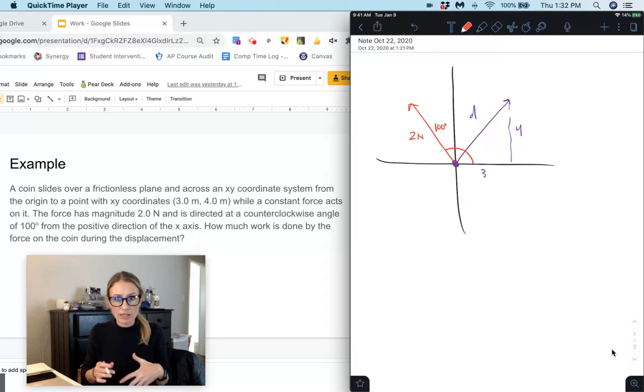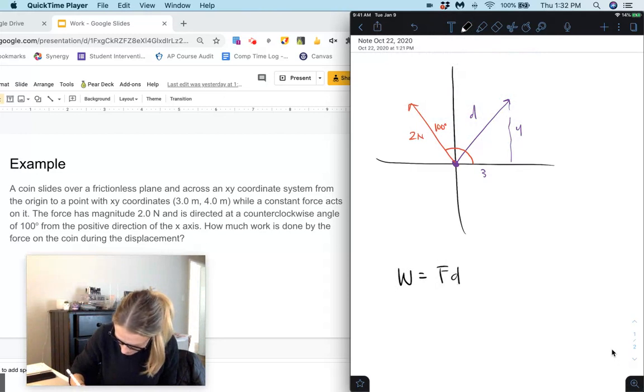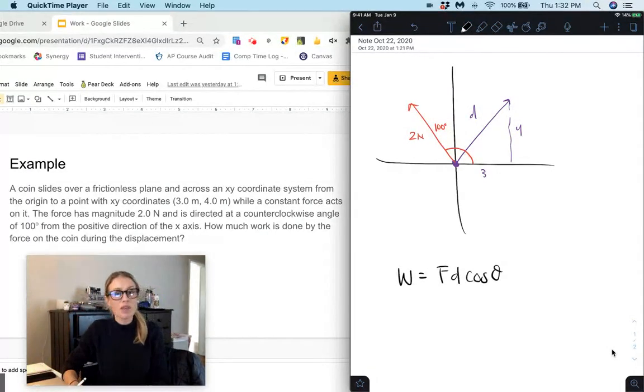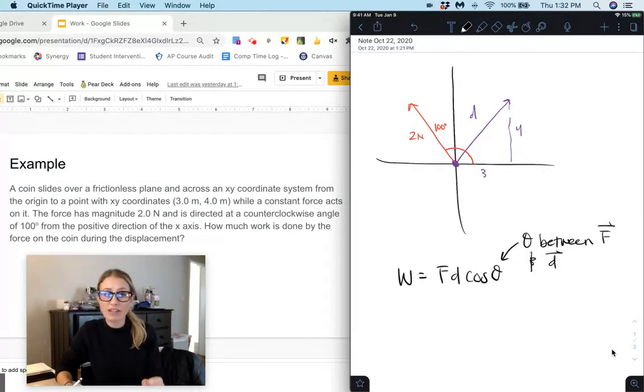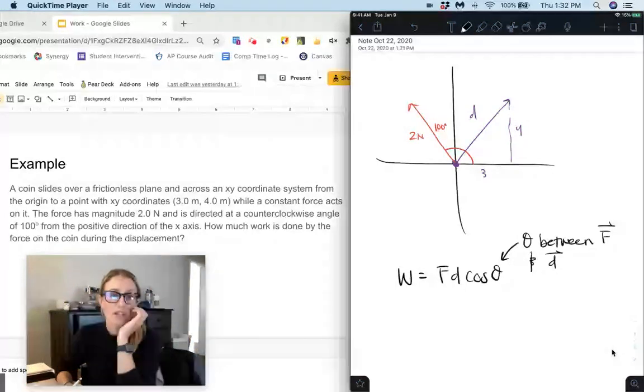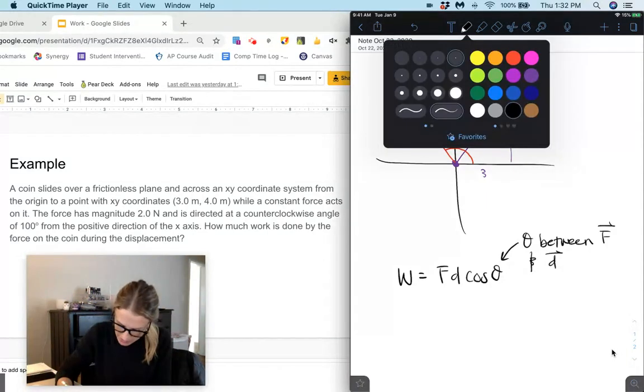But what we can do here is, because we know that the work equation is work is equal to force times displacement times the cosine of theta, all I need to do is find that theta. I need to find this angle right here, which is going to be the angle between the force vector and the displacement vector. Okay, so I already know what the angle of the force vector is with respect to the positive x-axis. If I can find the angle of the displacement vector, then I can find the angle between them. So let's find that angle.